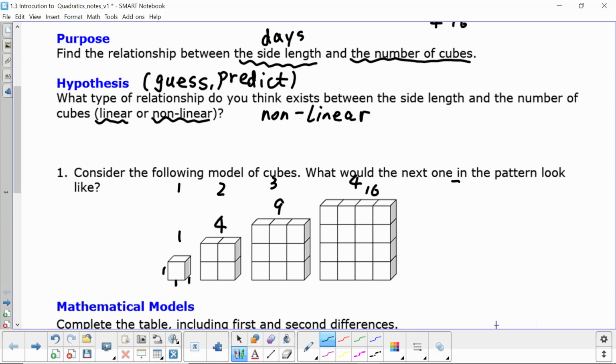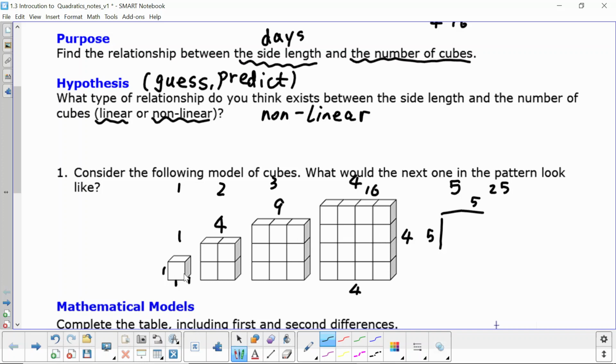Then we want to predict the next day, how many cubes? So we know this is how we get 16: side 4 times side 4. Then we predict the next one will be side 5 times 5. Then we are going to have 25. So this is a pattern here. This is a physical objects pattern.